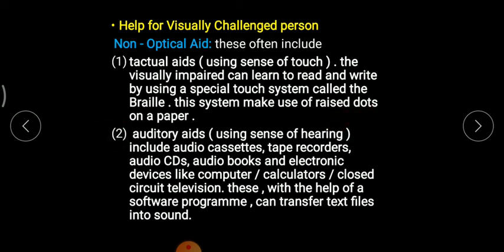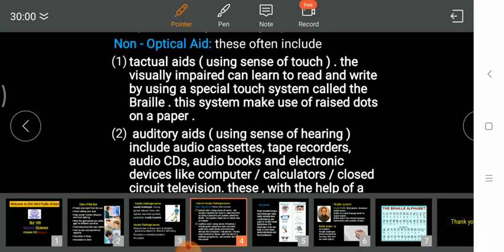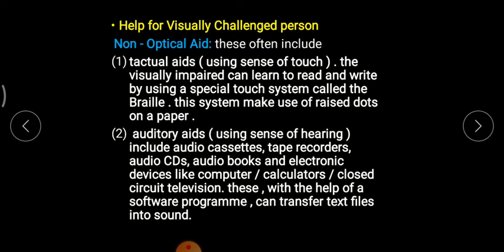We can improve their hearing skills, like including audio cassettes, tape recorders, audio CDs, audio books, and electronic devices like computers, calculators, closed circuit televisions. If we use this type of auditory aids, we can surely help a visually challenged person. So these aids are nothing but auditory aids. Auditory aids basically deal with the sense of hearing, whereas tactile aids are those with the help of touch. These are certain types of aid with which we can help a visually challenged person.